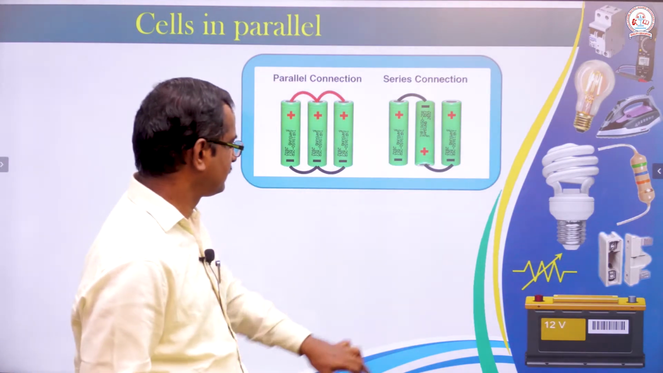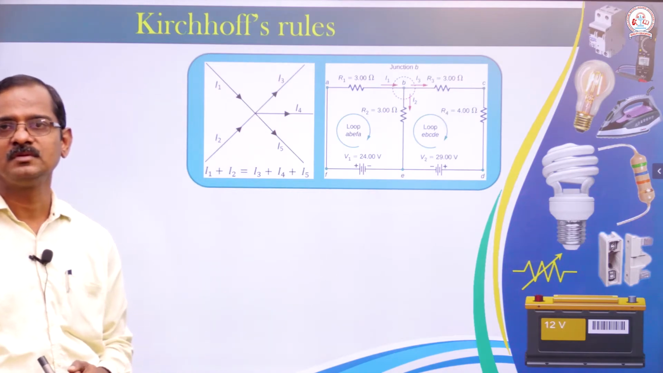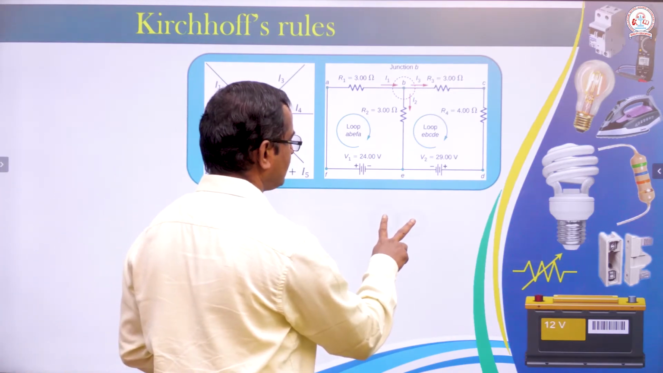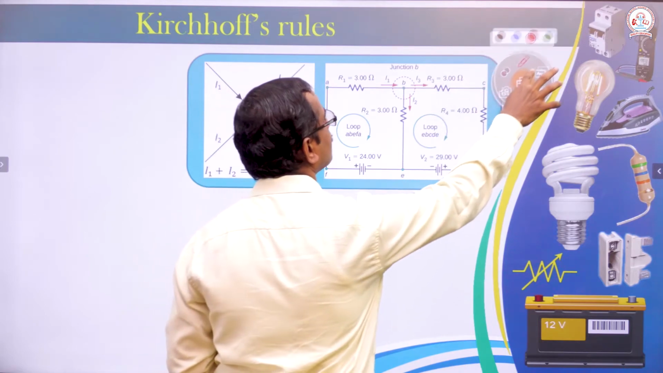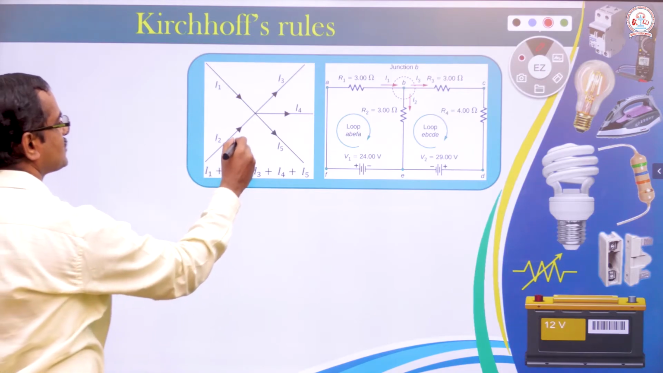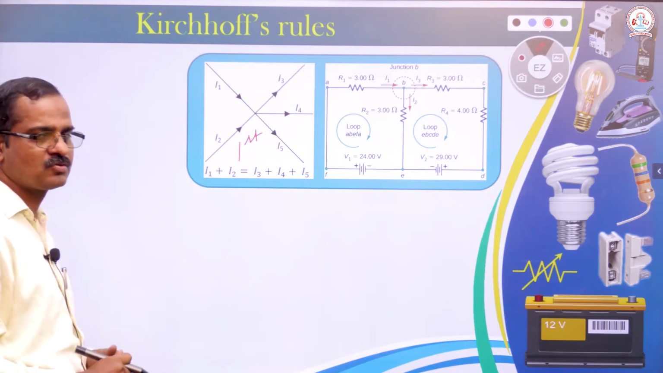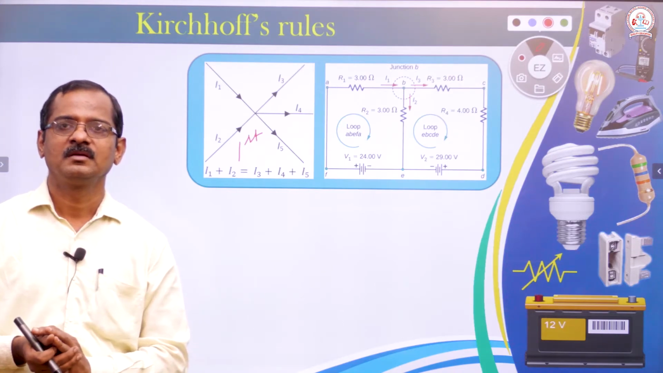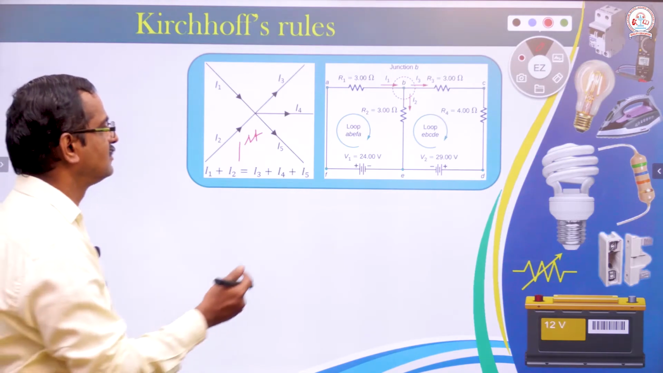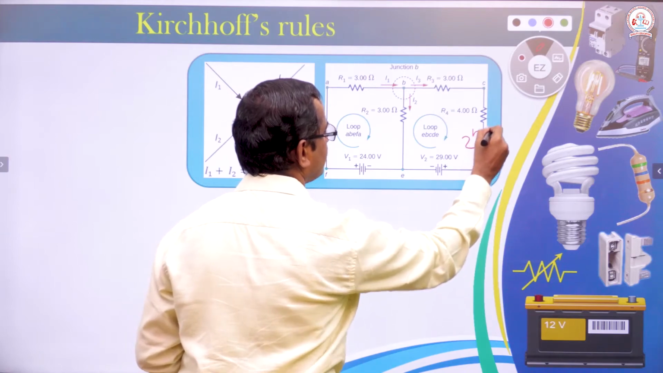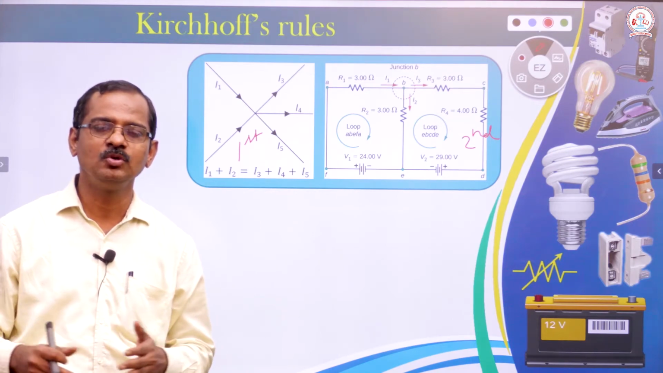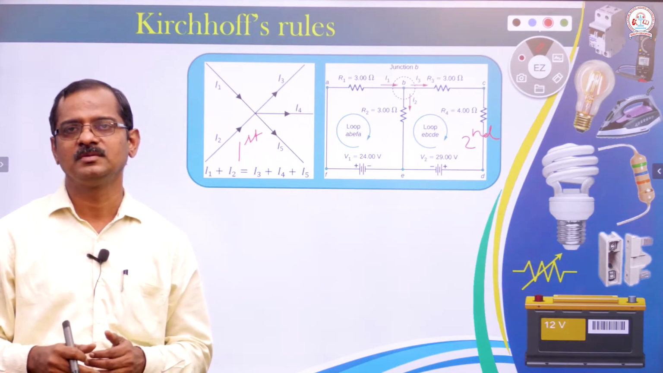Now let us discuss Kirchhoff's rules. This is Kirchhoff's first rule. Kirchhoff's first rule says that the algebraic sum of current meeting at a junction is 0. Kirchhoff's first rule is known as the junction rule. It is according to the law of conservation of charge. Kirchhoff's second rule is based on the law of conservation of energy. It is known as the loop rule or voltage law.